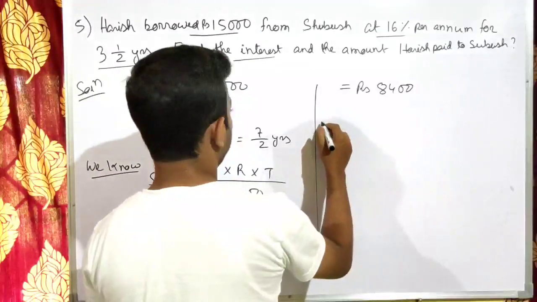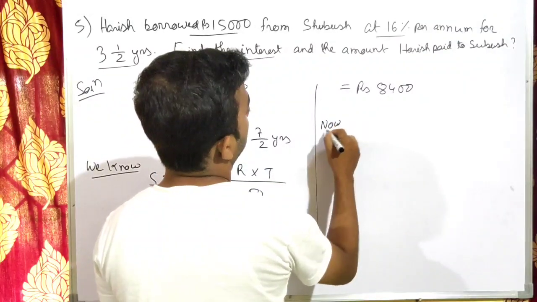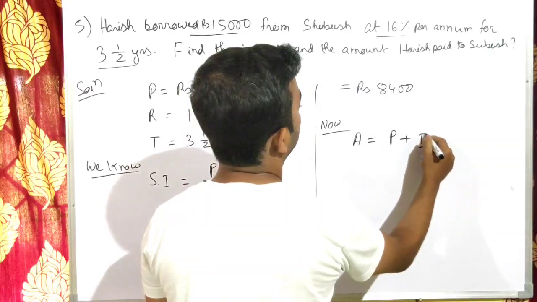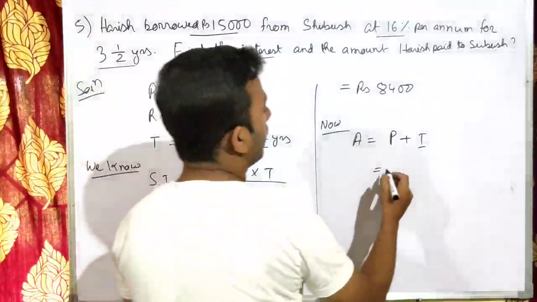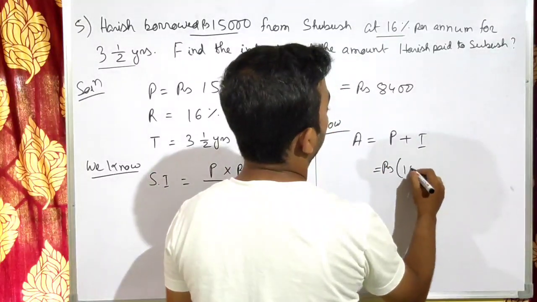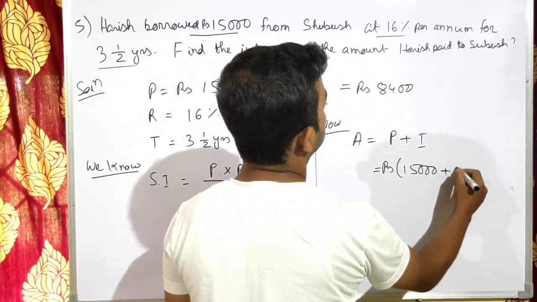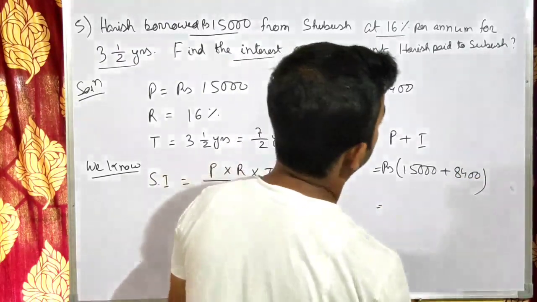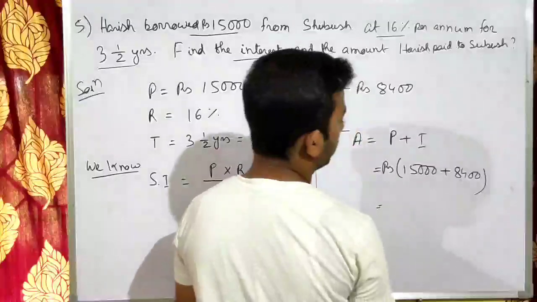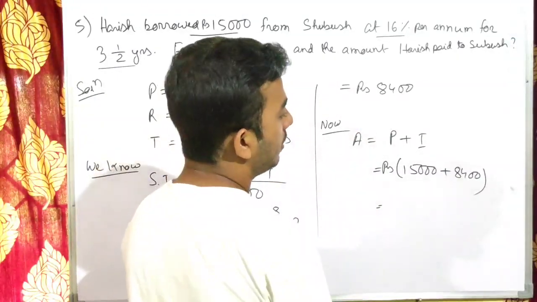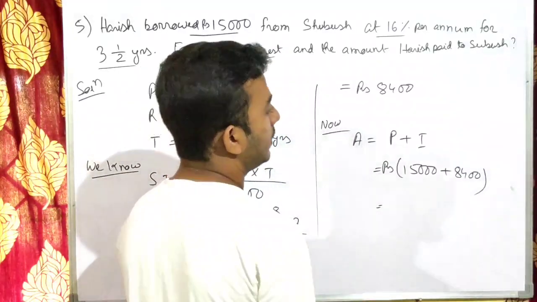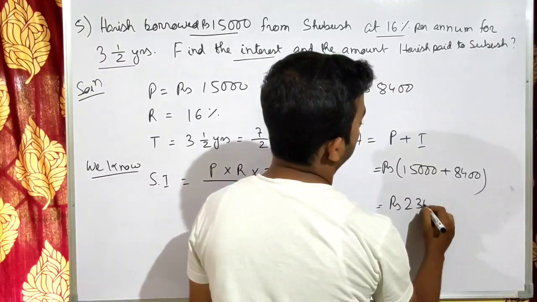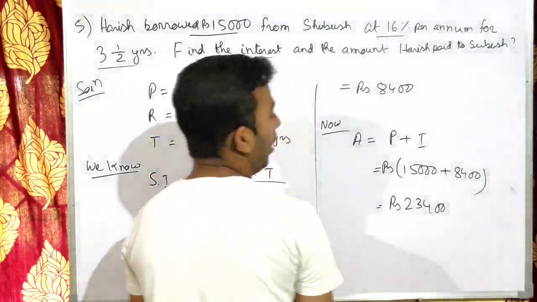So now the amount A equals P plus I. So here P is what? 15,000, isn't it? Rupees 15,000 plus 8,400. Now 15,000 plus 8,400 is 23,400. It will be rupees 23,400. Up to this, clear?